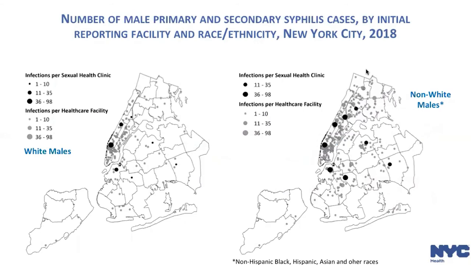The two maps on this slide show the number of male P&S syphilis cases diagnosed or reported by healthcare providers throughout the city, stratified by race and ethnicity. The dots represent locations of diagnosing providers, with the black dots being health department sexual health clinics, and the gray dots other providers. Larger dot sizes signify larger numbers of diagnoses. Diagnoses among white men, shown in the map on the left, are concentrated in and around Manhattan. For non-white men, the map on the right, syphilis diagnoses are reported by providers who are more widely dispersed throughout the five counties of New York City, and notably the eight health department clinics light up as being important sources for diagnosis and treatment for these subpopulations.